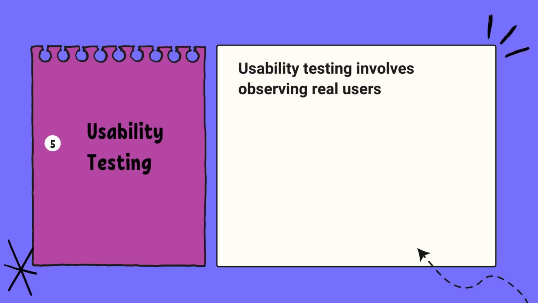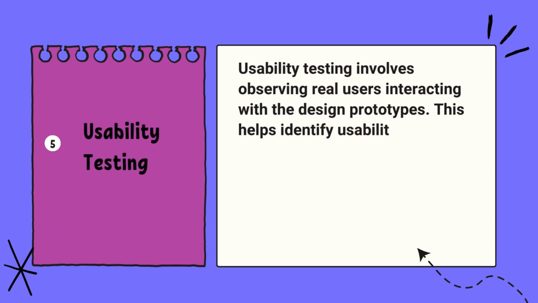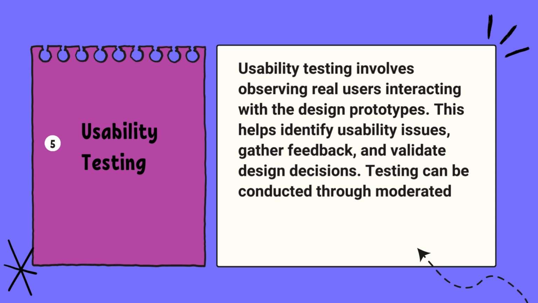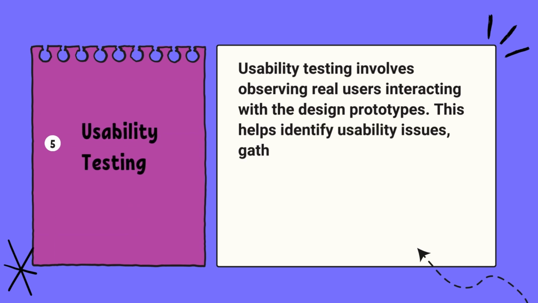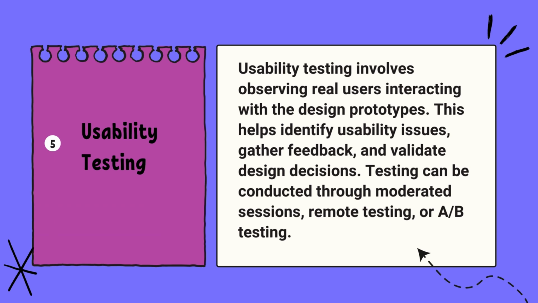Usability testing. Usability testing simply involves observing real users interacting with the design prototypes. This helps to identify usability issues, gather feedback, and also validate the design decisions. Testing can usually be conducted through moderated sessions, remote testing, and A/B testing.